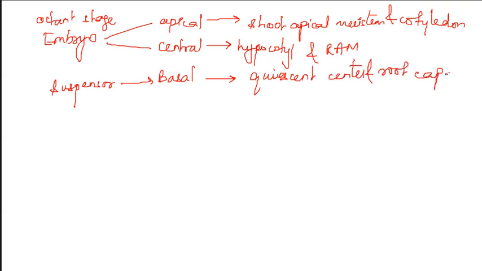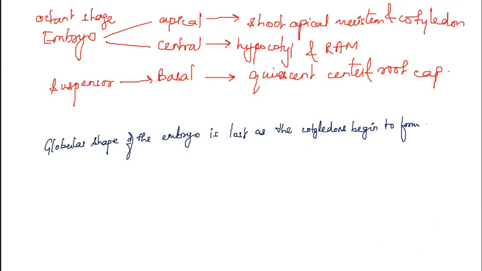Now, this octant stage, which is the globular stage, the globular shape will be lost as the cotyledons begin to form. What are cotyledons? These cotyledons are the first leaves.